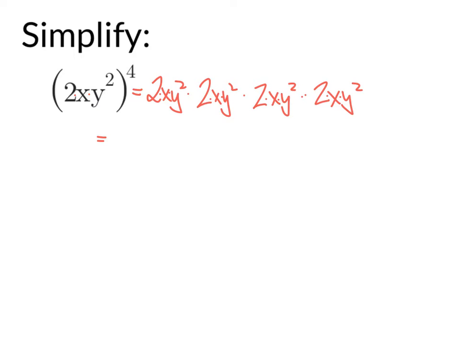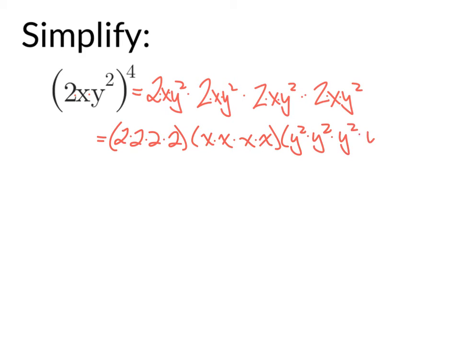So I can rearrange this to collect all of the 2's right next to each other. And there are 1, 2, 3, 4 of those 2's. And I can collect all the x's right next to each other. x times x times x times x. And all of the y squareds too. So we'll have y squared times y squared times y squared times y squared. We can rewrite all of these as their own powers. So 2 times 2 times 2 times 2 is 2 to the 4th. Same thing with the x's is x to the 4th. And same thing with the y squareds is y squared to the 4th.